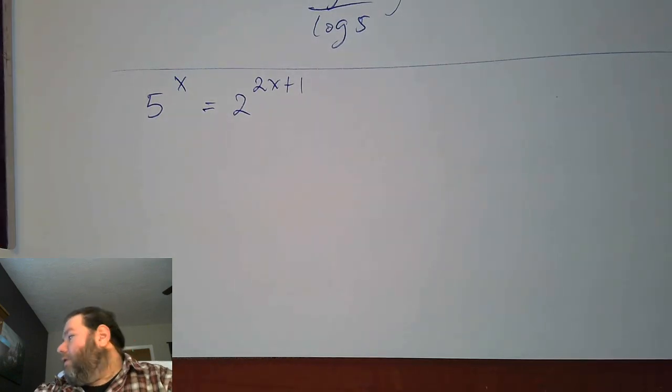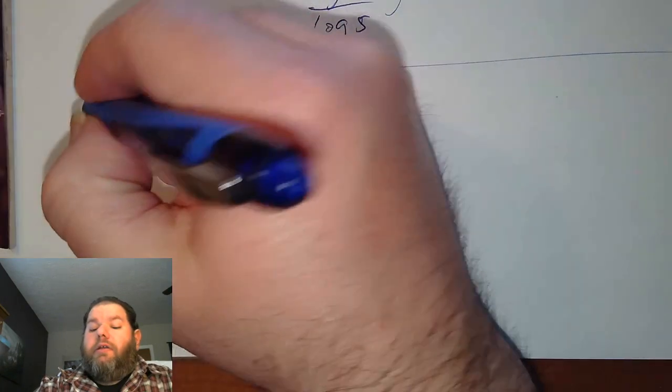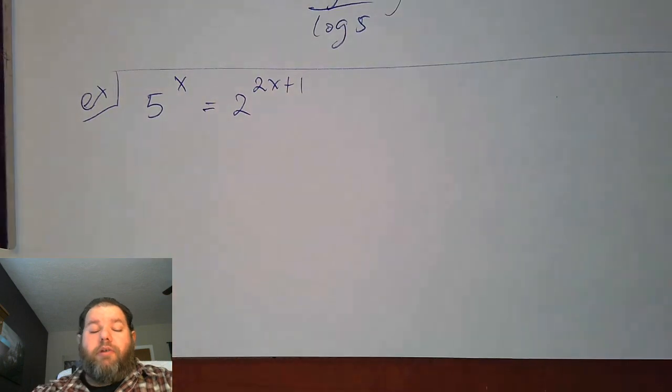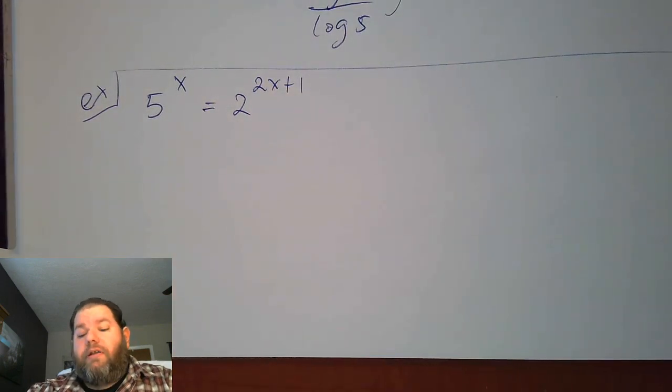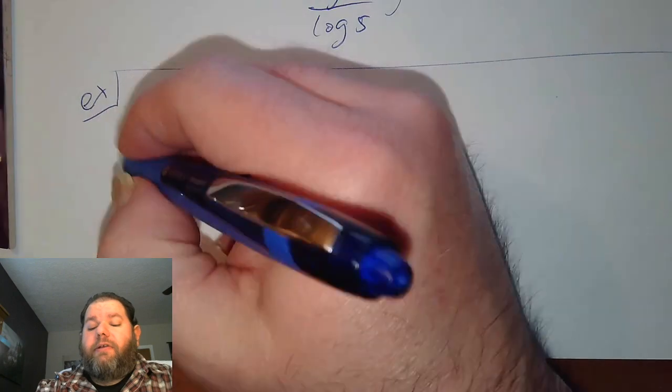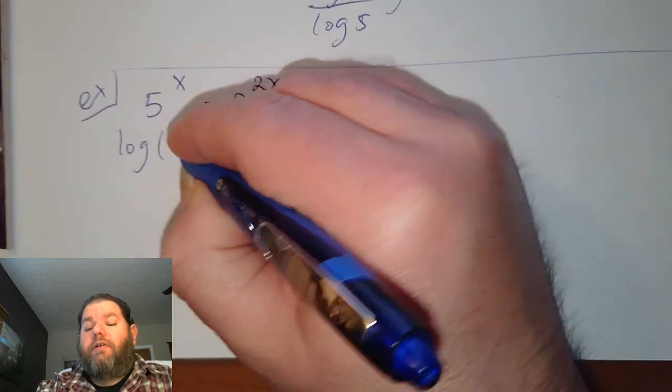There we go. In this case, we have two different bases. Now they're each raised to a power. Now we can actually apply the same approach here that we just talked about in the last couple of examples. We can take the log of both sides.